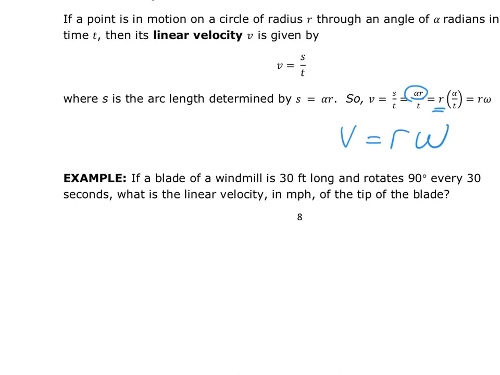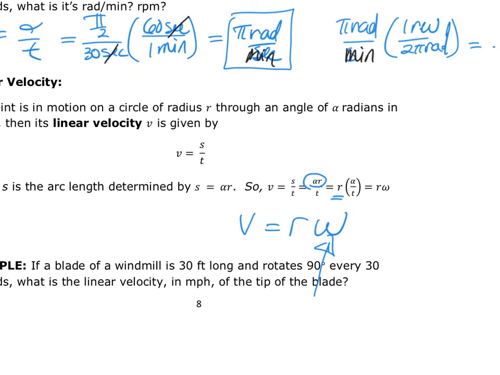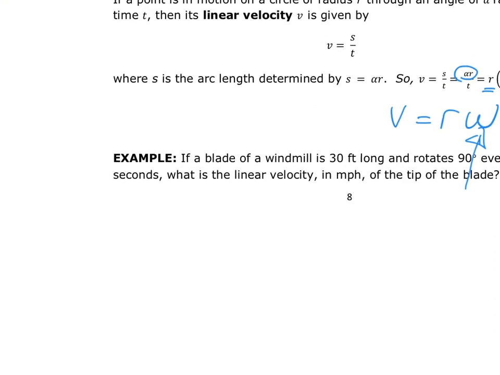So we go back to our example here. If the blade of a windmill is 30 feet long and rotates 90 degrees for every 30 seconds, what is its linear velocity in miles per hour at the tip of the blade? We've already discovered what this was in our previous example, right? We knew that omega from our previous example was just pi radians per minute. So this is going to be pi radians per minute. I need to multiply that by my radius, and my radius is 30 feet.